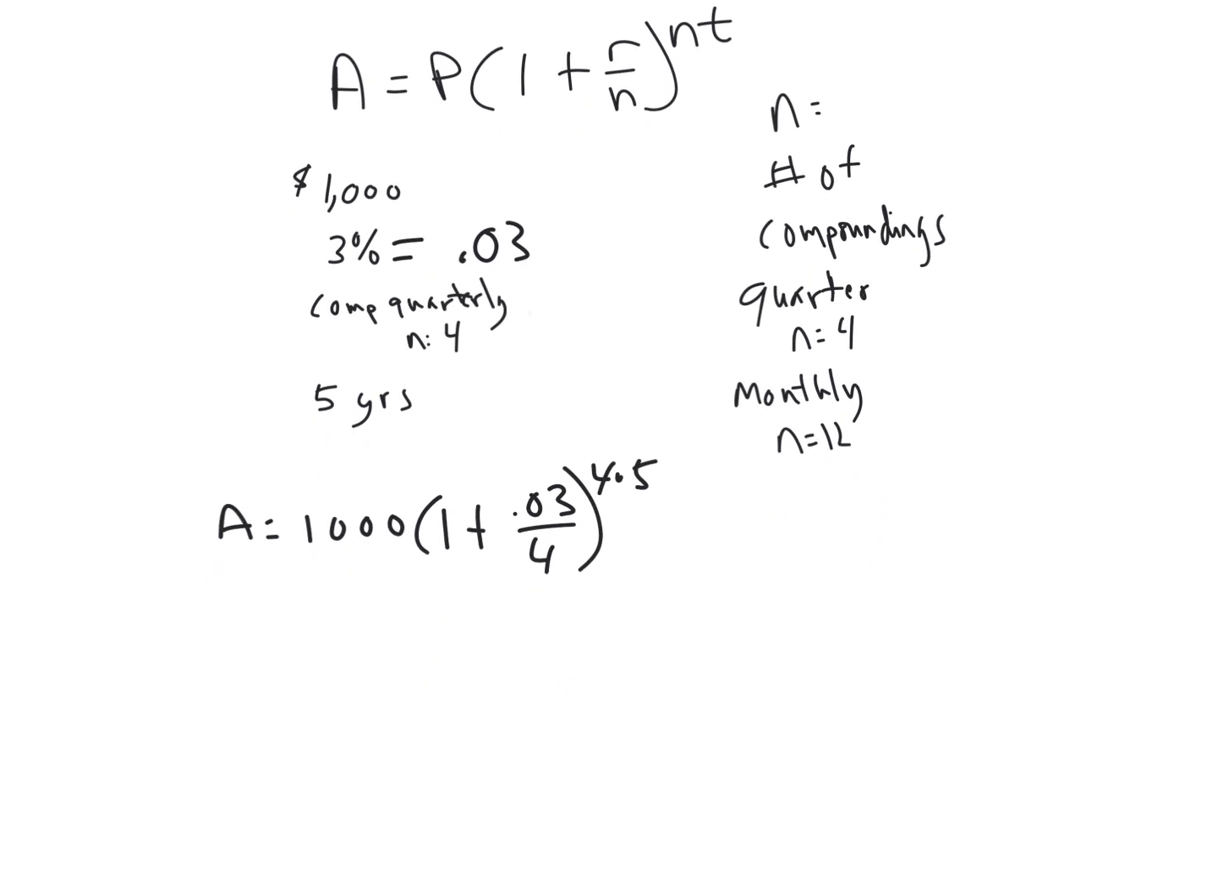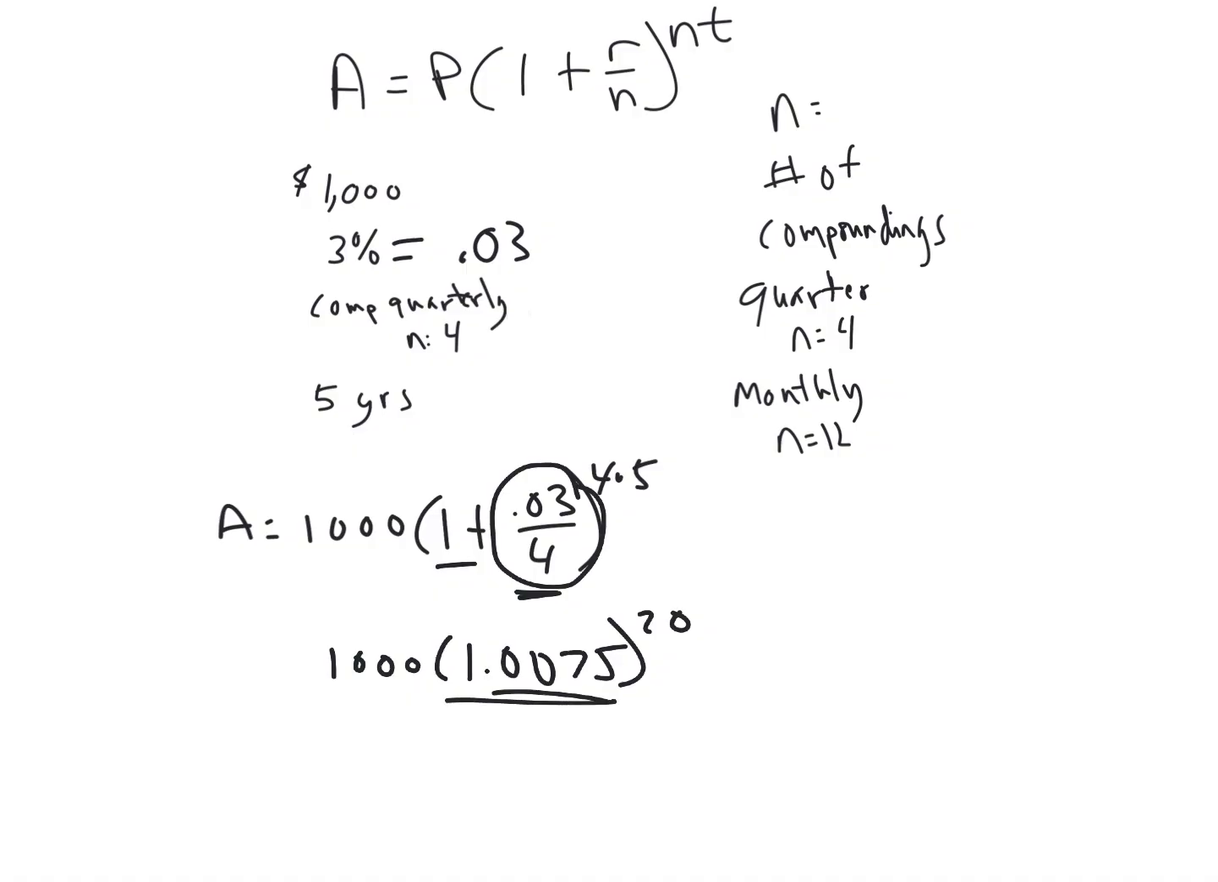Okay, so I'm going to use my calculator, and I have to do this part first. So I'm going to go 0.03 divided by 4, and then I'm going to add 1 to that. And that gives us 1.0075. And then this is going to be to the 20th power. So 0.03 divided by 4 was 0.0075. I added 1 to that, and I get this whole thing.